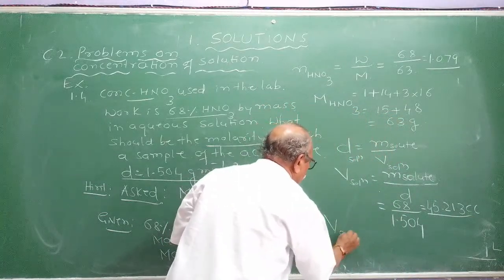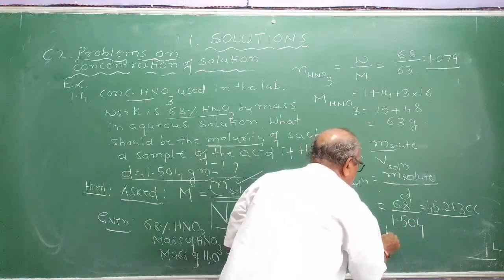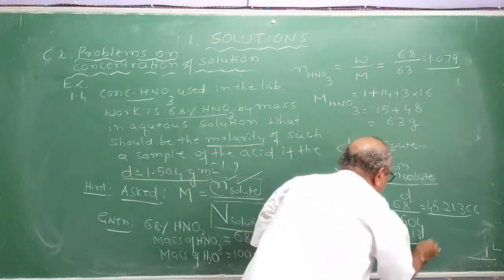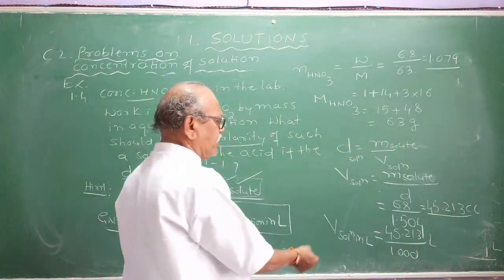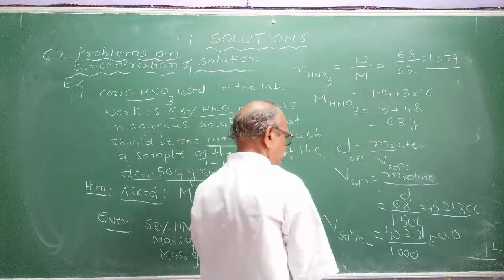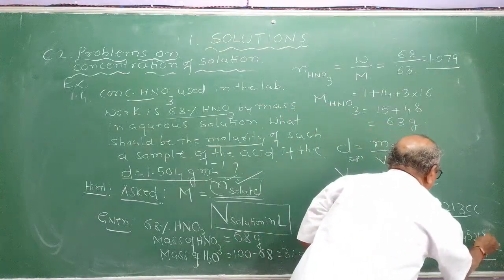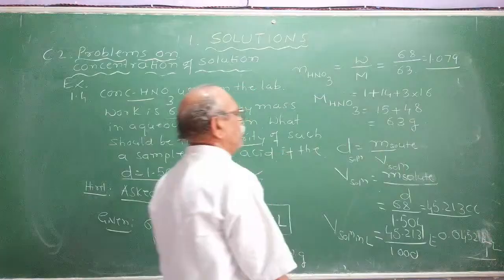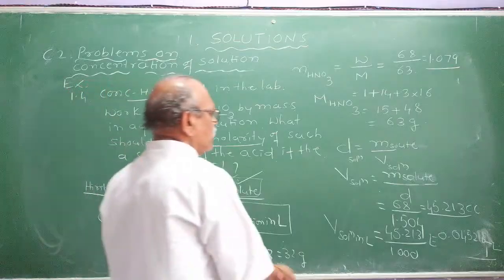Then we want the volume of the solution in liters. In liters means you have to divide it by 1000. 1000 cc means 1 liter. 45.213 divided by 1000 gives 0.04521 liter, or you can take just 3 decimal places, 0.0452 liter. They will check your answer up to 3 decimal places. Now the problem is almost completed.